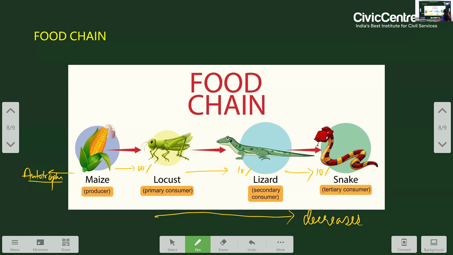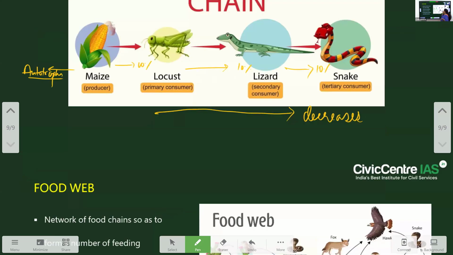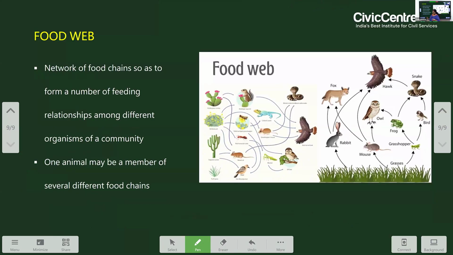And this is what is important here. Now moving on, let's see what a food web is. What is a food web and why do organisms form a food web? The food web is a network of food chains. It is a network of food chains that forms a number of feeding relationships with other organisms in a community. And one animal may be a member of several different food chains.